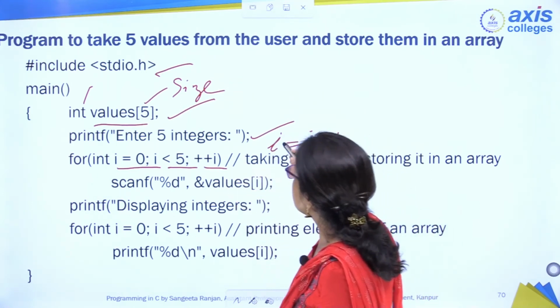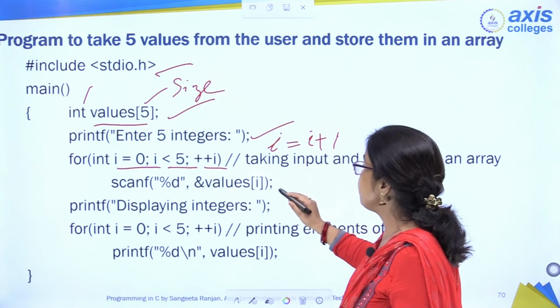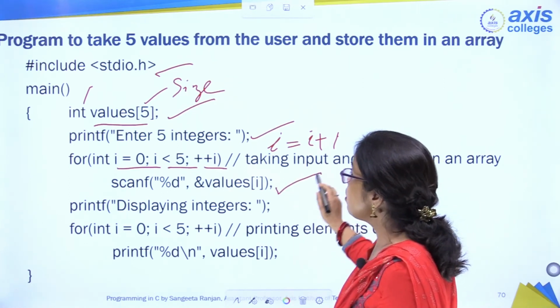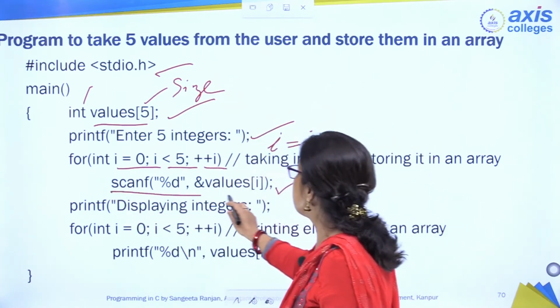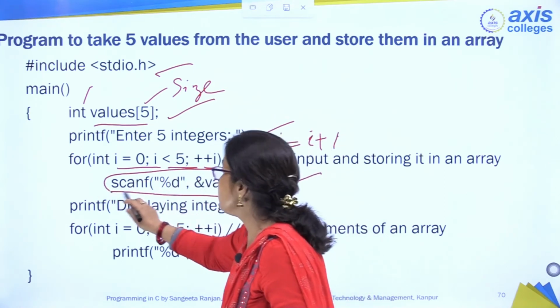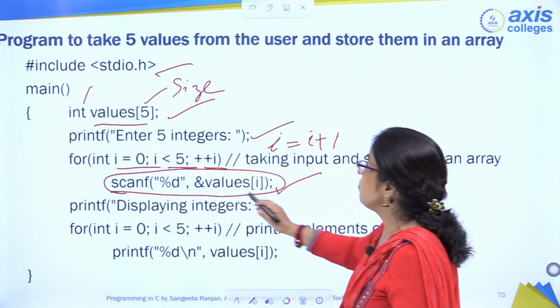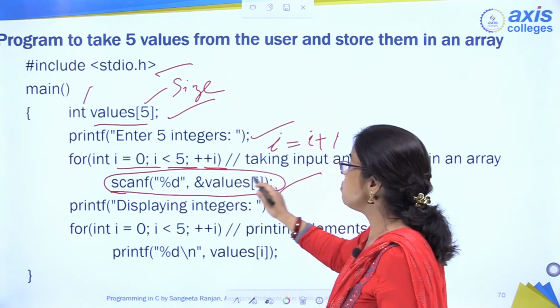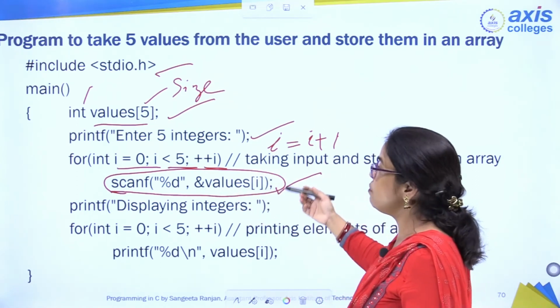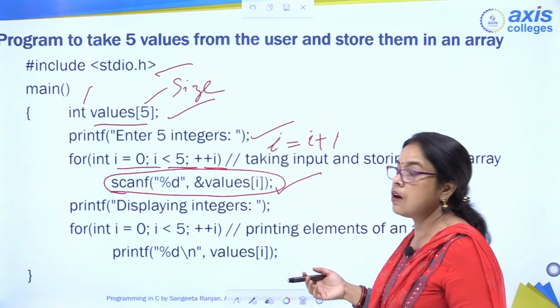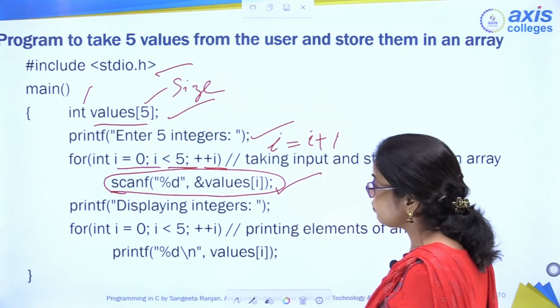So that each and every element of the array will be filled, take the value from the user. Scanf is used to enter the input value from the user. It will scan the value given by the user into the value I. That means value 0, value 1. Whenever the value changes, the subscript of the array will be changed.